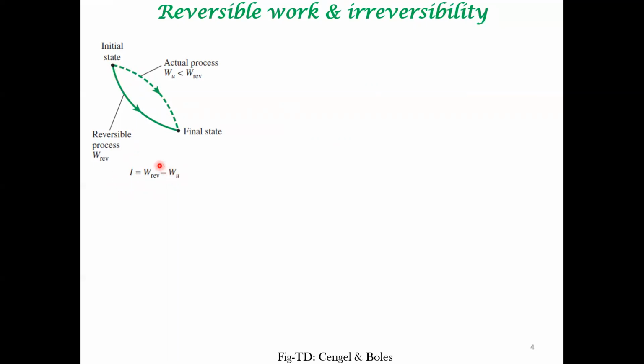So although the work from a reversible path provides an upper bound, please note that this is an abstraction of a process. It is asymptotic to reality. This is a path that can be reached only asymptotically if the changes are made infinitesimally. So it provides a bound, but all real processes are not reversible, and the deviation between these two quantities is a measure of irreversibility.